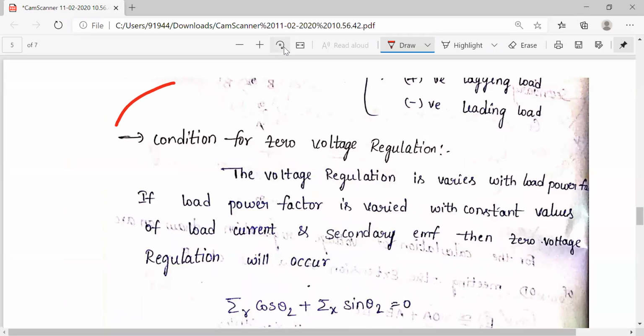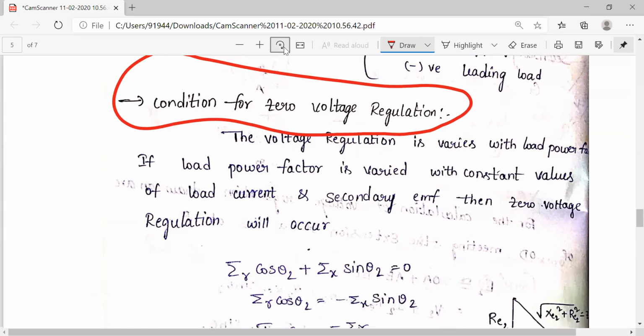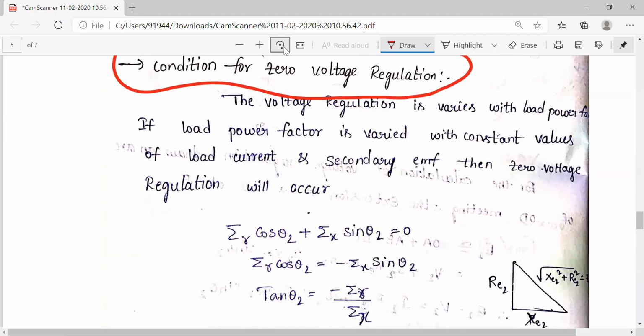So, the condition for zero voltage regulation. What is the condition for zero voltage regulation? This is the voltage regulation formula. The voltage regulation varies with the load power factor. Keeping the load current and E2 constant, the voltage regulation will be zero when the expression is equal to 0.